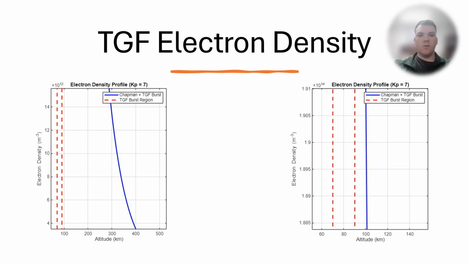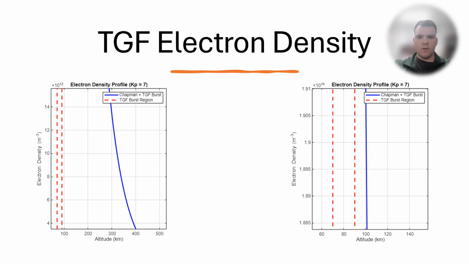Here we have the total electron density profile, where the burst region is represented by the red dashed line, and the blue line represents the profile of an electron density. This is measured by the Kp index, which is the Global Geomagnetic Activity Index. And as we can see, as we get closer to the burst region, the electron density increases.